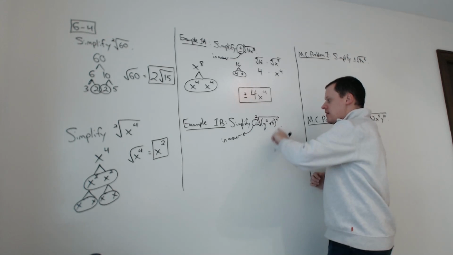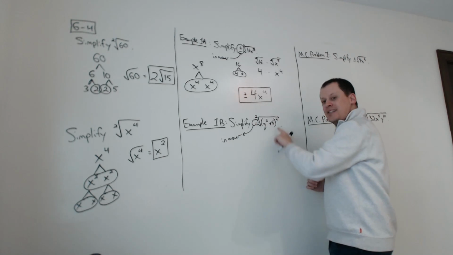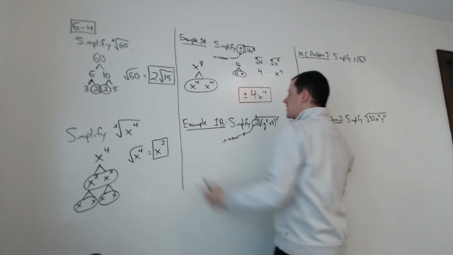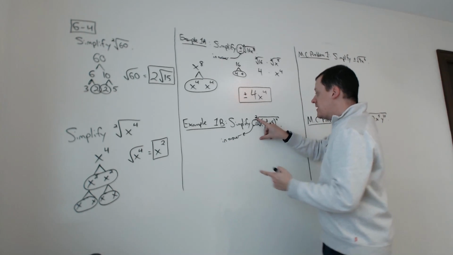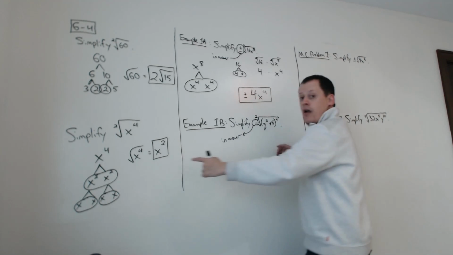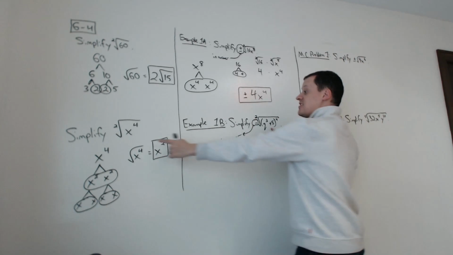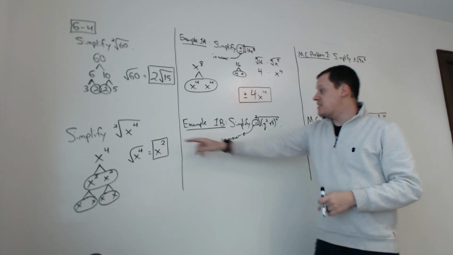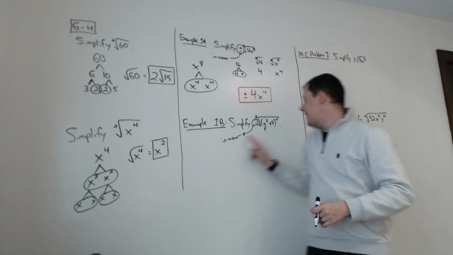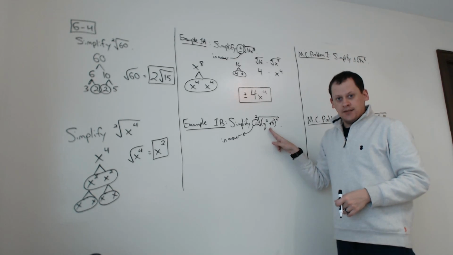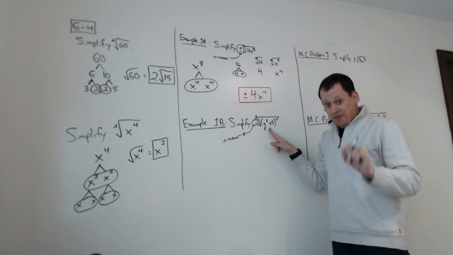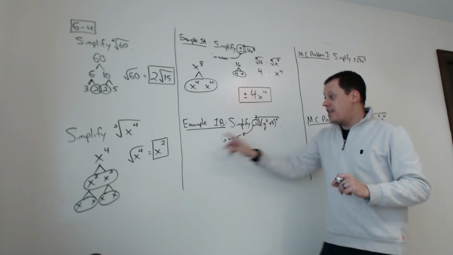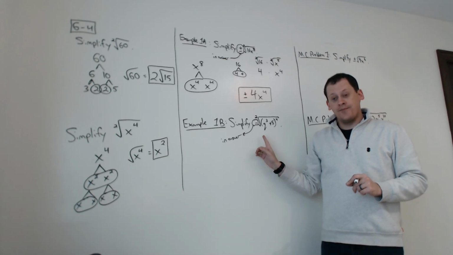This problem right here is actually really similar to this one. There are a lot of similarities. We see that they're both square roots. And inside the square root, we have something raised to the fourth power. In this problem, it was just x. In this problem, it's something a little more complicated. But the fun thing about problems like this, it doesn't matter what's in here. We're going to treat these problems exactly the same way.